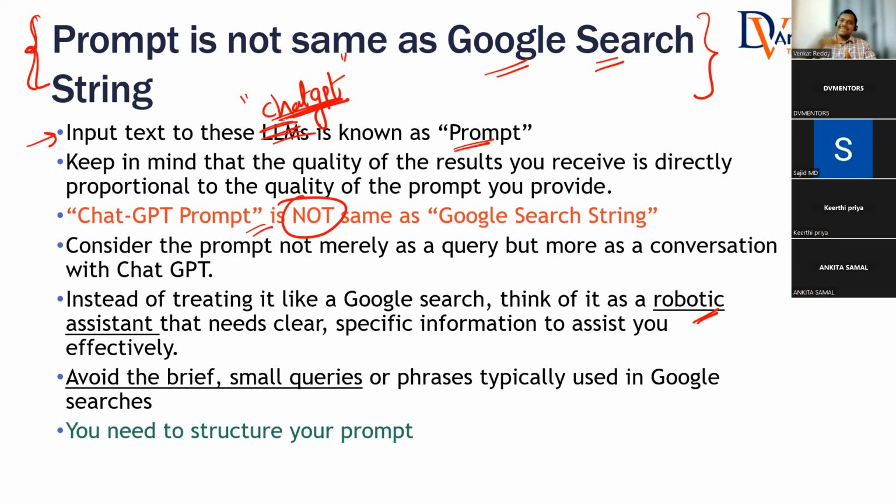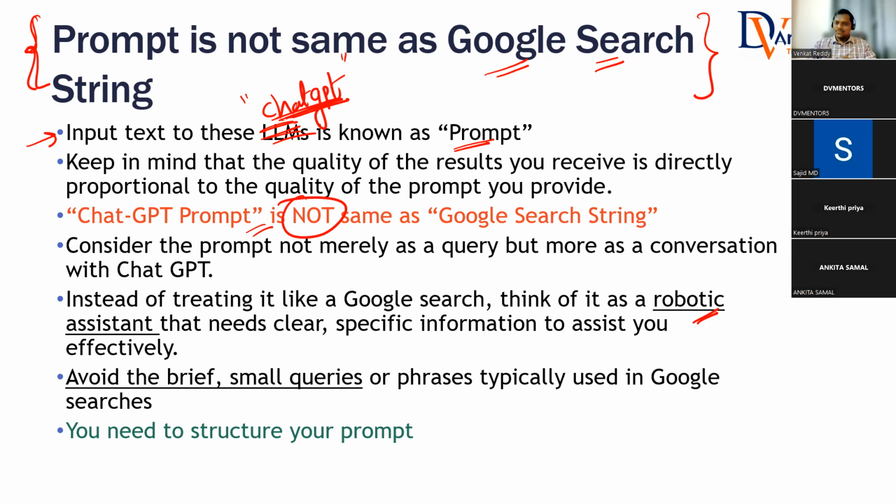Otherwise, if a robot is sitting outside your room and you say come inside, what will it do? It will break the glass and come inside. And whose mistake is it? Is it the robot's mistake? No, it's our mistake. We did not give a very clear instruction. So you have to treat ChatGPT like a robotic assistant. You cannot give the same very short instruction, the short query that you used to give to Google. That is the major difference that you have to identify.